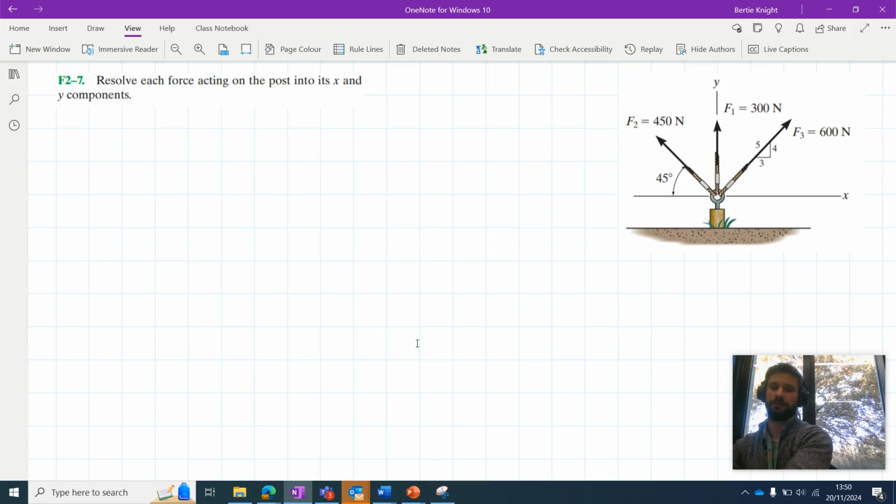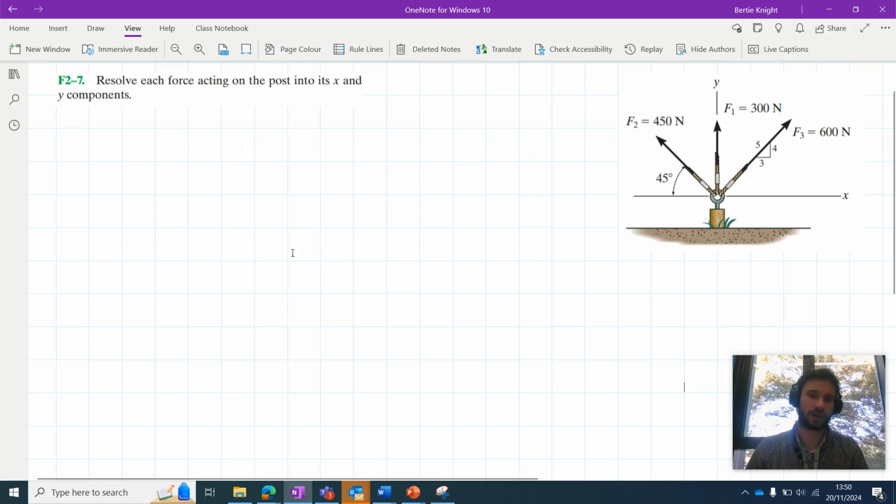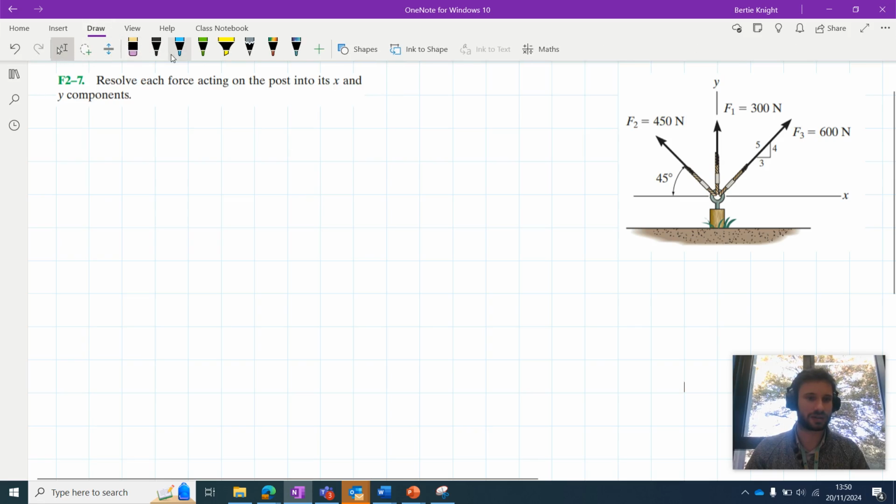Hibbeler. We have this problem from chapter 2 of the textbook here. It states: resolve each force acting on the post into its x and y components. Relative to problems 2.1, 2.2, 2.3, 2.4, 2.5 and 2.6, this problem is very easy. It's almost strange that it appears here in the textbook, but for the sake of completeness, let's go ahead and solve this problem. Let's take each force one by one.